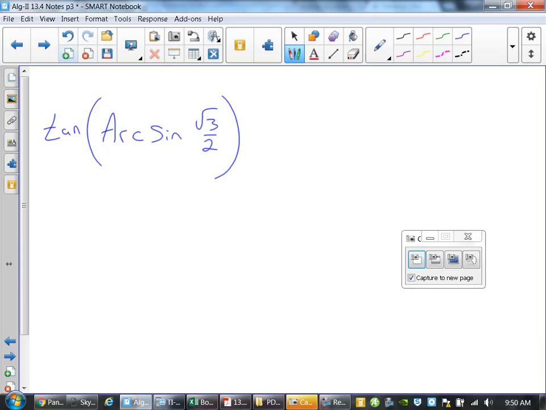You do not get a calculator. Do not use it. You have to sit there and think, what triangle has √3s and 2s? 30, 60, 90. So you start with that idea. This is my inside, 30, 60, 90. Which one of those gives you √3/2? 60. So the arc sine of √3/2 would be 60 degrees.